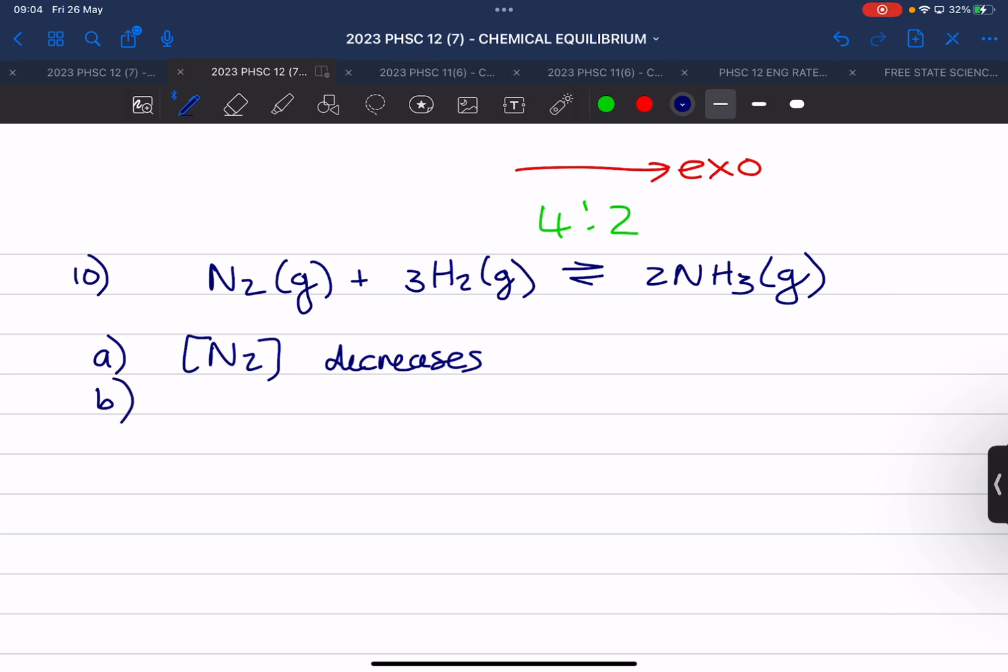At question B, they asked, what happened to the number of gas molecules if the reaction is forced to the right? So again, something happened, we don't know what. The reaction is forced to the right, and they want to know what happens to the number of gas molecules. Decrease, right? It will become less. 2 is less than 4.